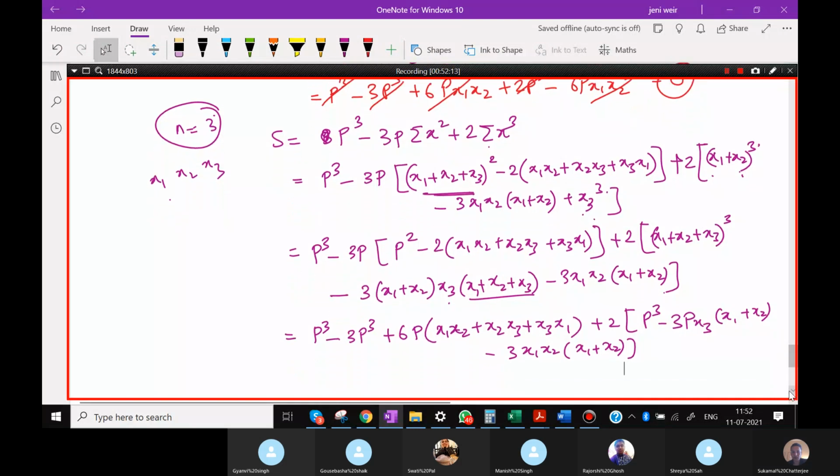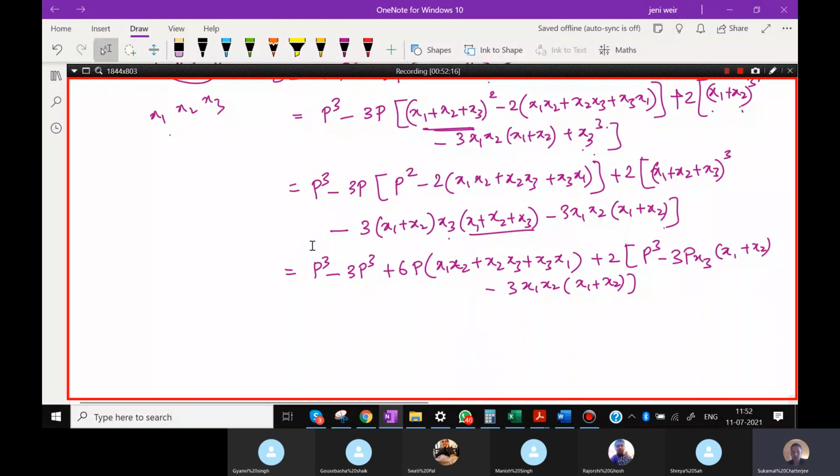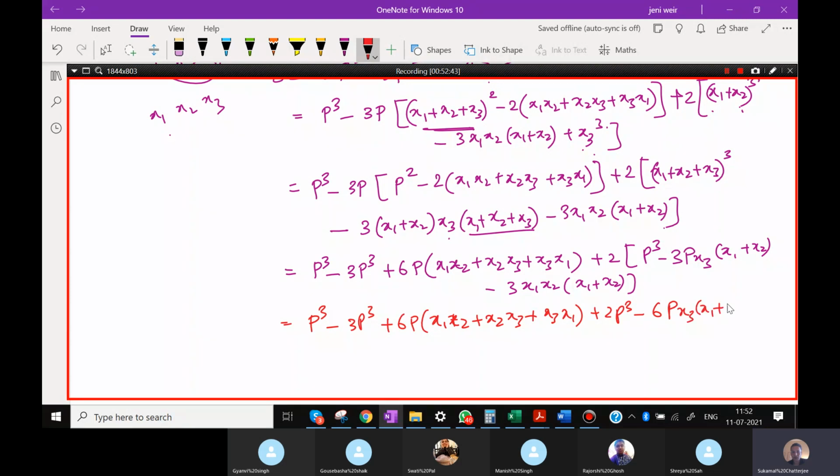So now you simplify this. This becomes p cube minus 3p cube plus 6p into x1 x2 plus x2 x3 plus x3 x1, plus 2p cube minus 6p into x3 into x1 plus x2, minus 6 x1 x2 into x1 plus x2. So p cube minus 3p cube, this one cancels out.